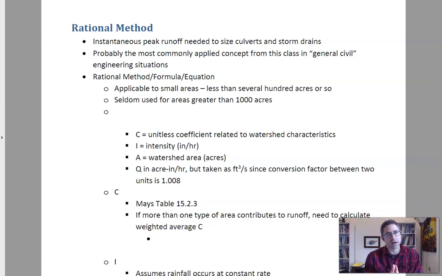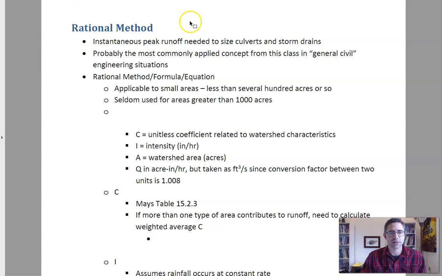Okay? So the NRCS methods that we've talked about already are applicable to large areas. We used HEC-HMS to apply it to a large watershed. You could apply the NRCS methods to like the Hess Creek watershed, for example. But what if we want to look at a parking lot or a residential lot? What is the peak flow coming off of those so we can size the storm drain draining that parking lot, for example? It might only be a couple of acres. For that purpose, we're going to probably use the rational method.